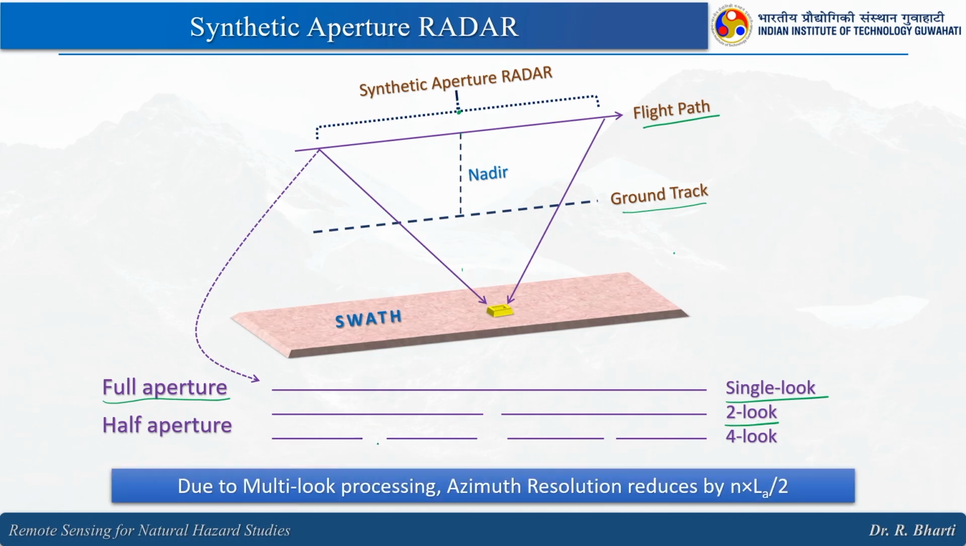Then we have 1, 2, 3, 4. So, this is 4 look. This is full aperture, these two are half aperture. Due to multi-look processing, azimuth resolution is reduced by N, that is, by 2 in this case. This is very important. Refer to the previous slides and then you will be able to correlate them.